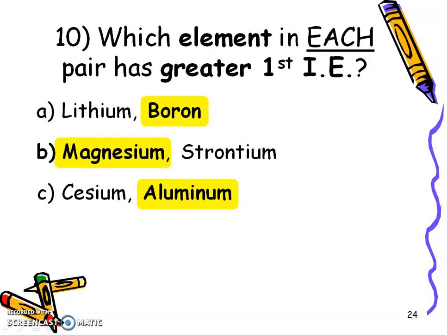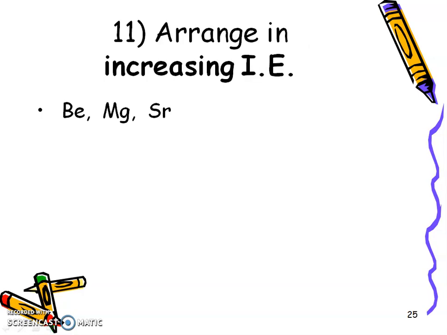Number 11, now I give you 3 elements. From those three elements, can you arrange them from the smallest ionization energy to the greatest ionization energy? So small value to large value. And hopefully you came up with this. And again, I'm always putting in those alligator arrows because you see them quite often when we're comparing elements.